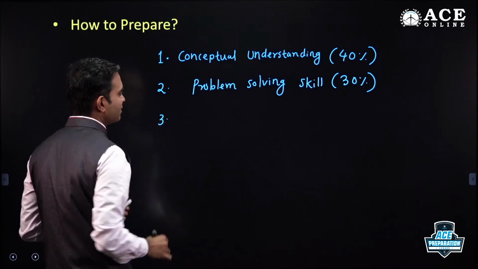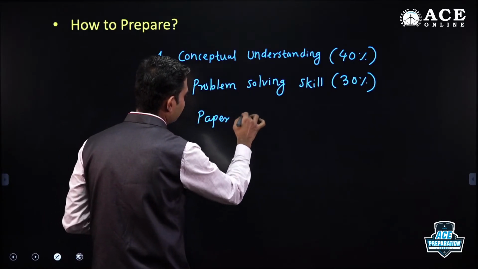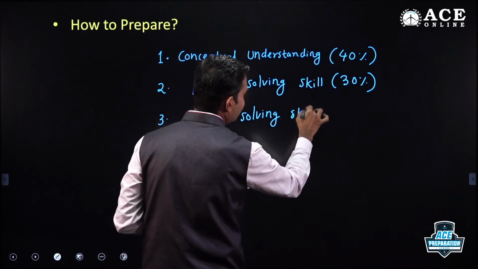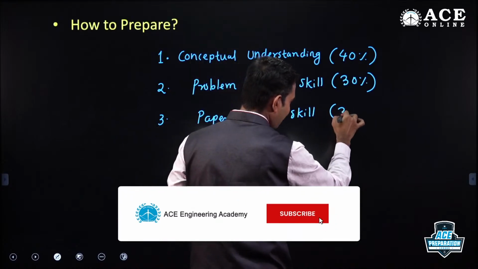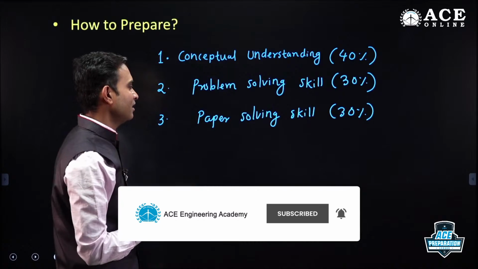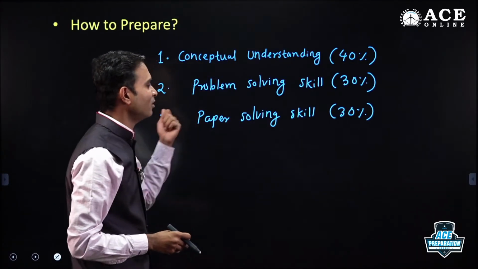And third thing is your paper solving skill. This is the most underrated skill. So as per me, this is having 30% weightage. This is most underrated skill. Only around 4 to 5% students will be focusing on paper solving.